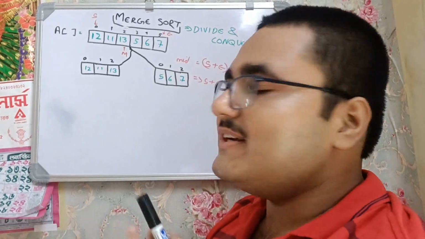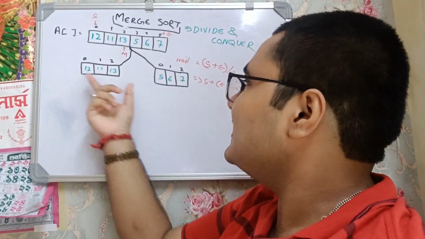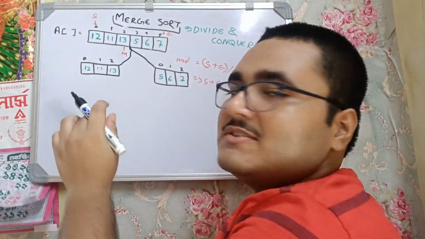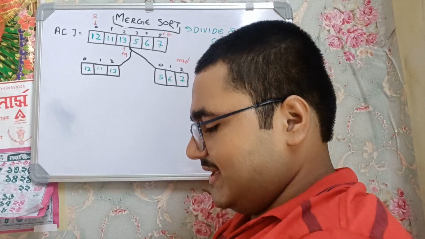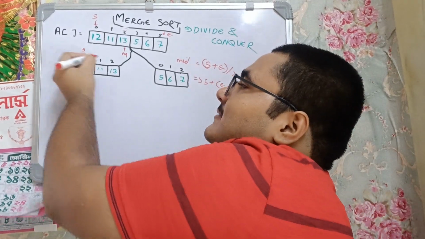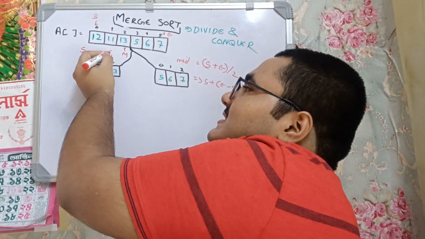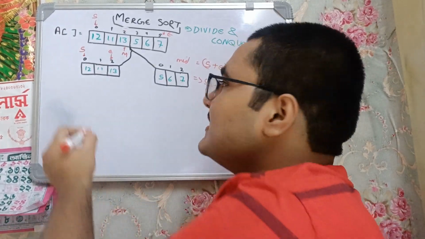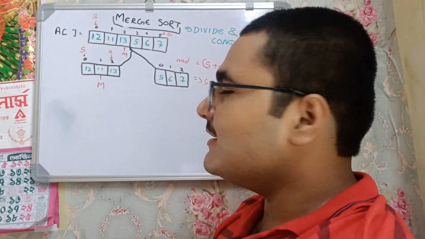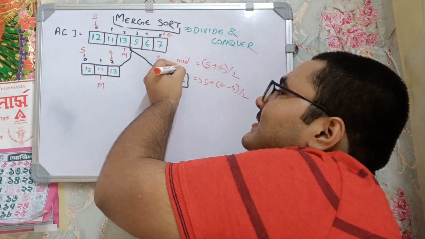Now it doesn't end here. First we will proceed with the left portion, and then the right portion will be divided. If I divide the left portion again, calculate the mid now. If this is my start in this array and this is my end, then this will be my mid. And in this one also, this is my start, this is my end.